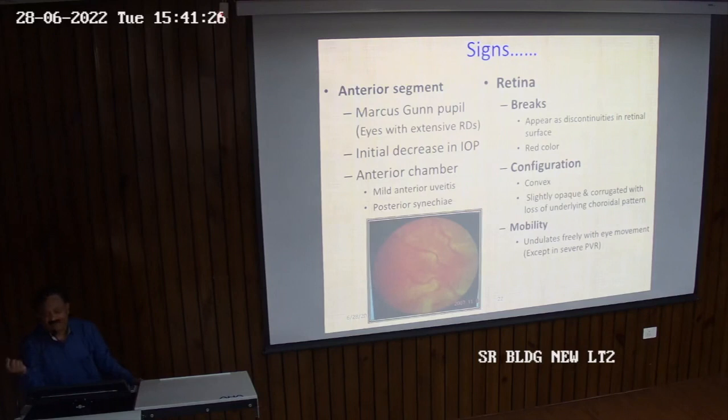The anterior segment may have a mild amount of uveitis, or if there is a long-standing detachment, then you can have signs of chronic uveitis like posterior synechiae, pigments, and other changes.